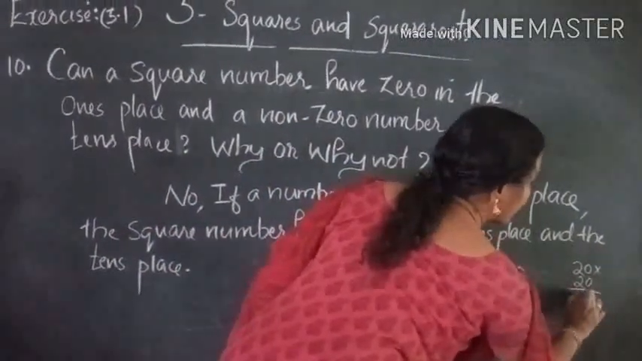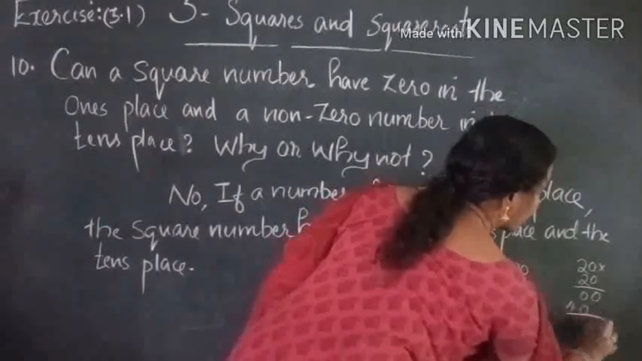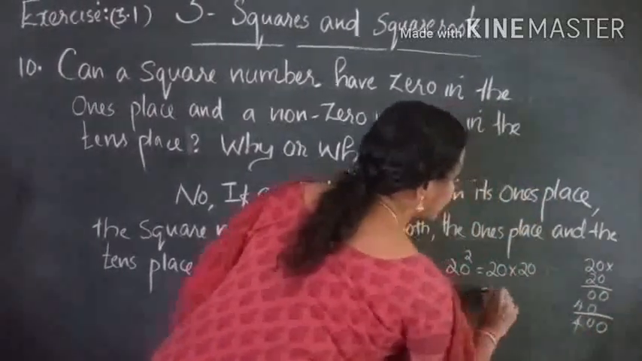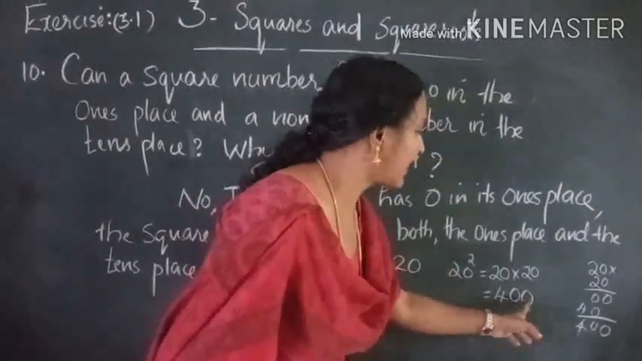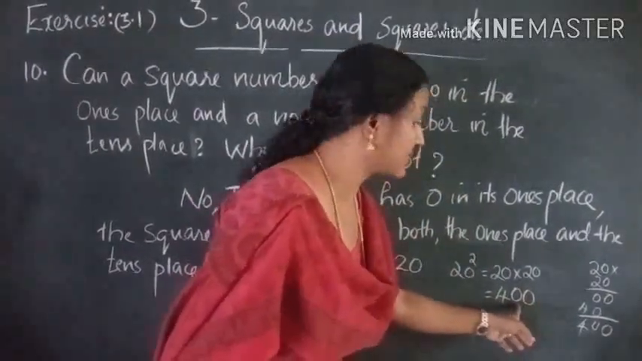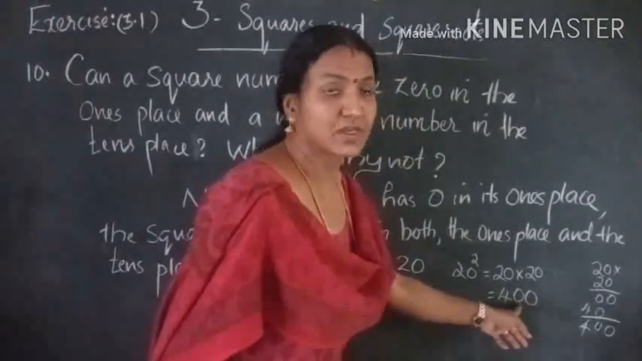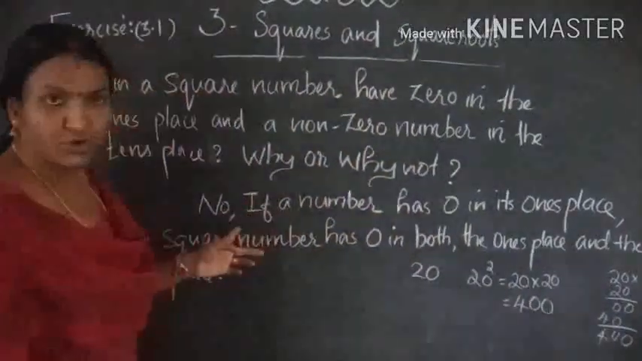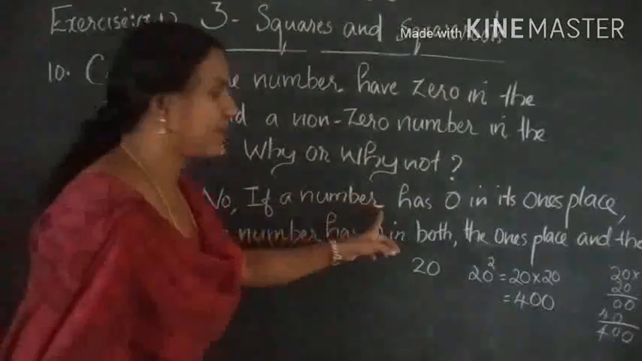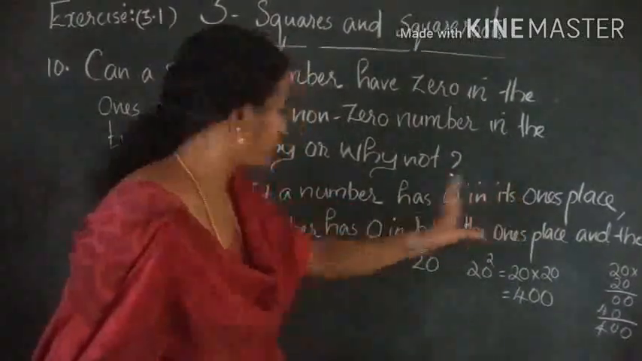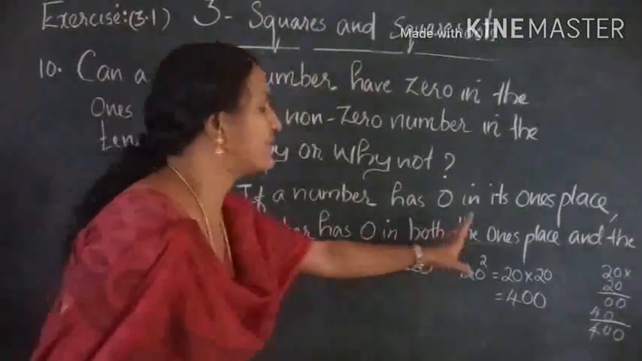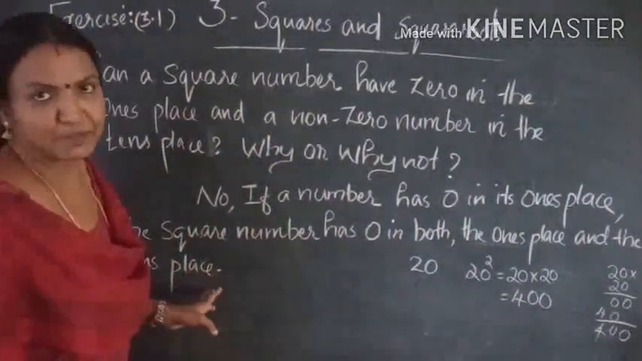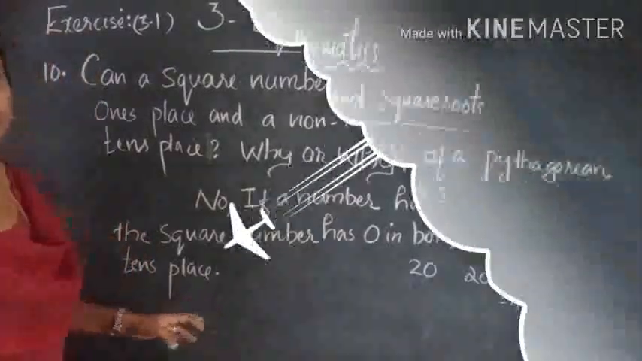0, 0, 0, 4. So 20 into 20 is 400. In 400, the unit place and the tens place are zeros. So here the answer is no. If a number has 0 in its ones place, the square number has 0 in both the ones place and the tens place.